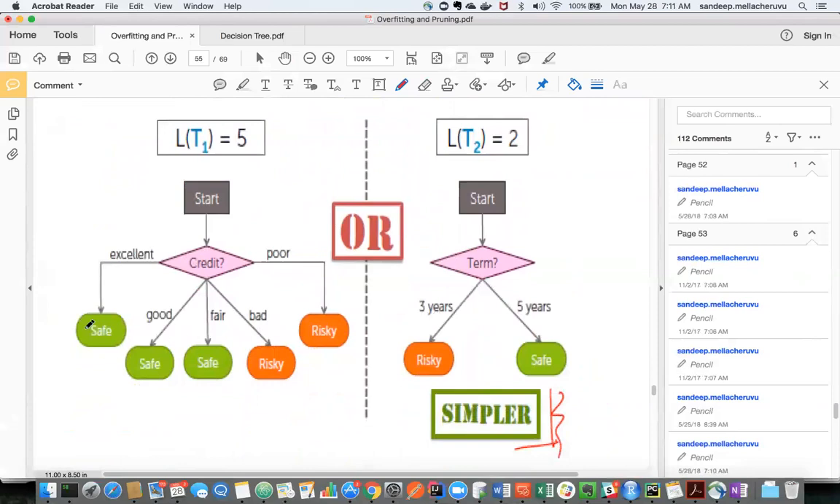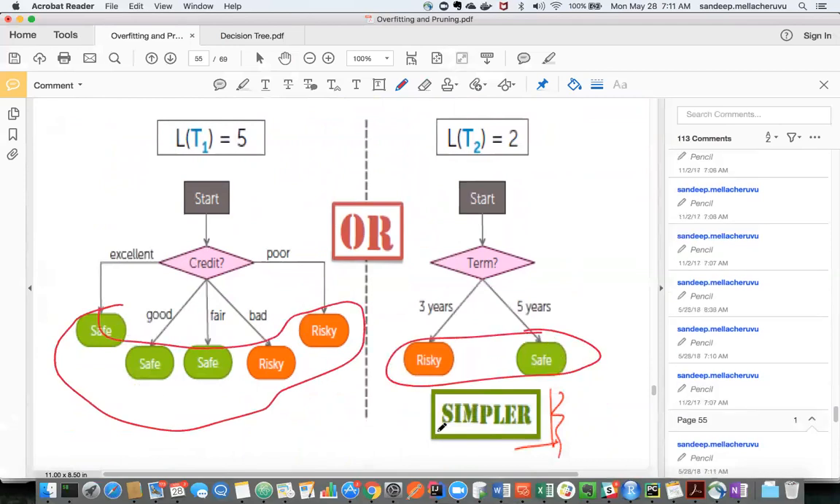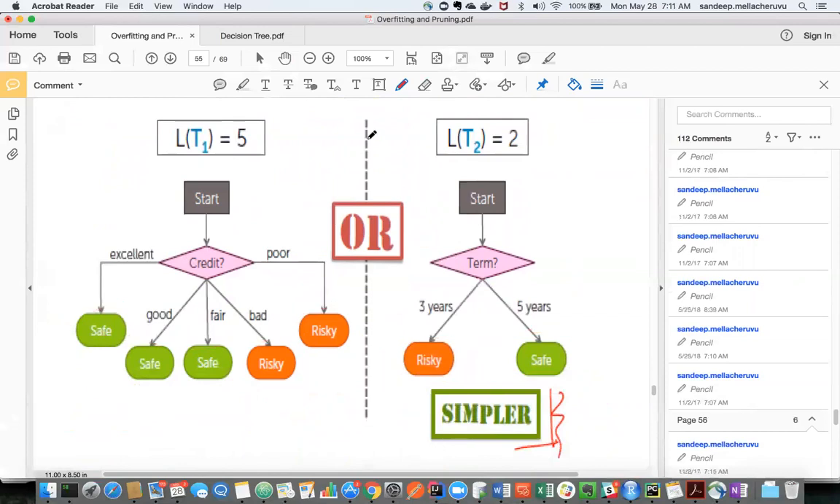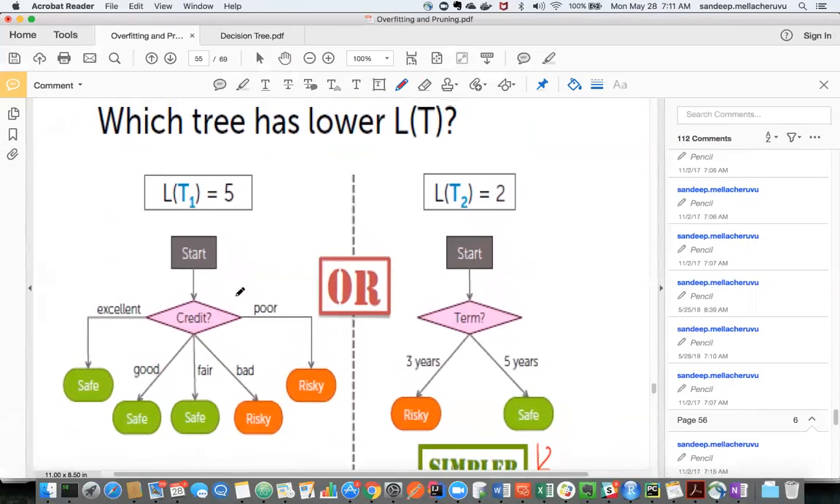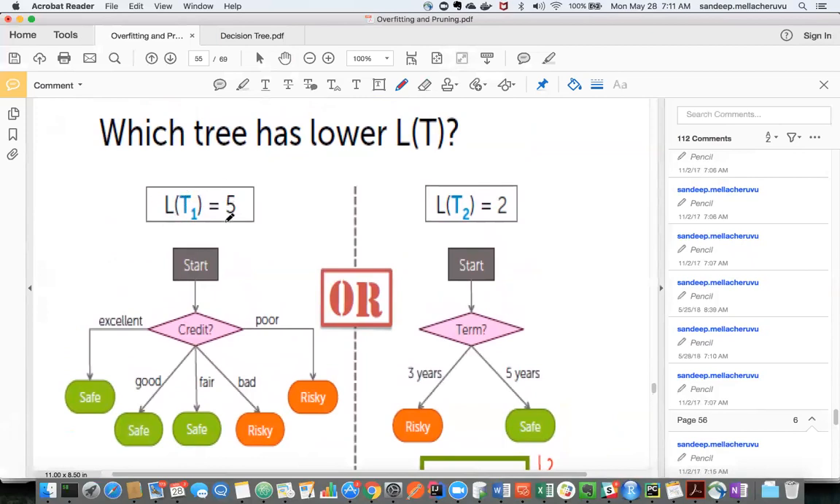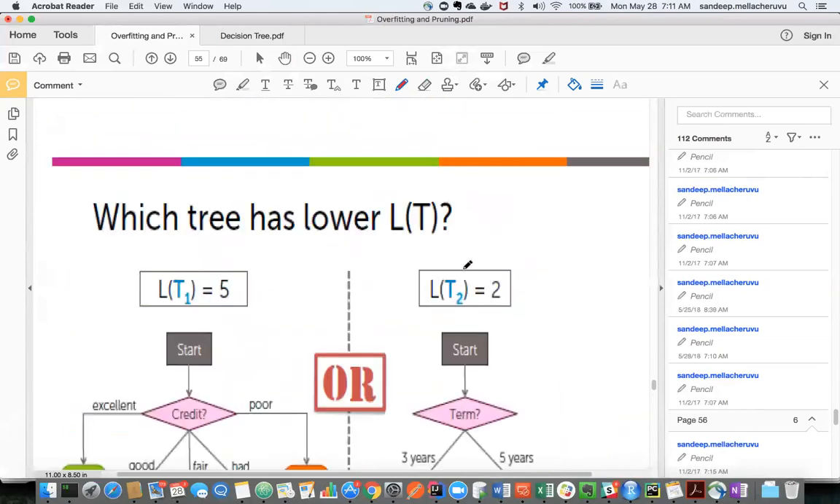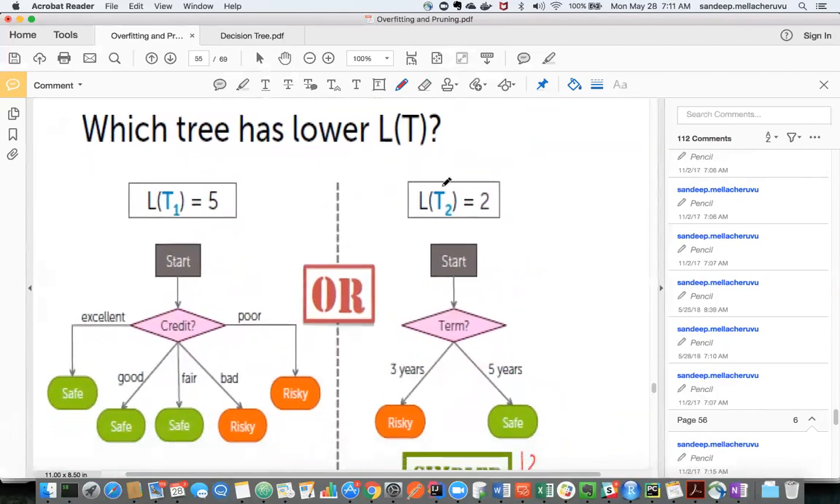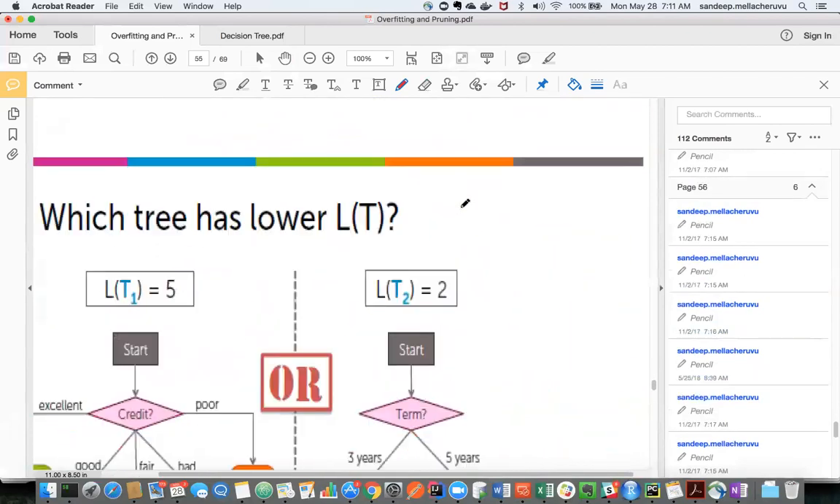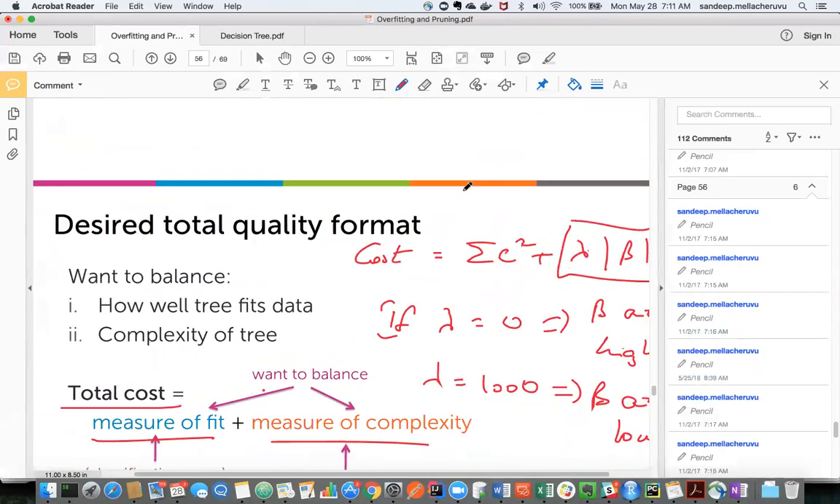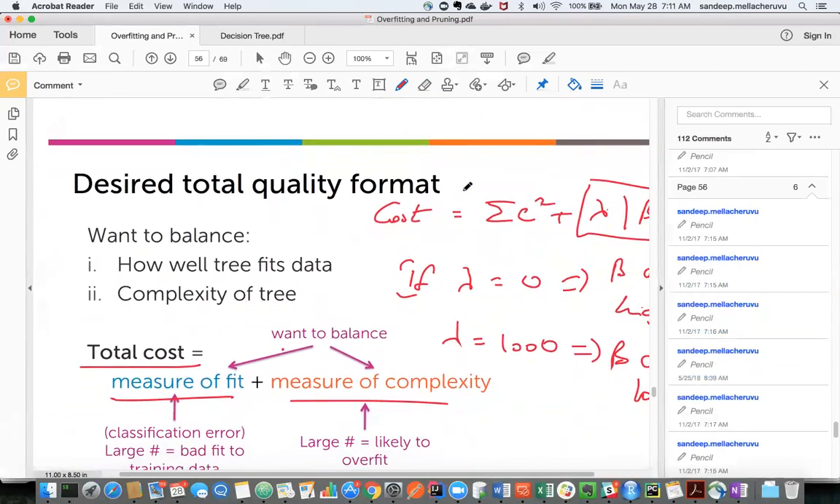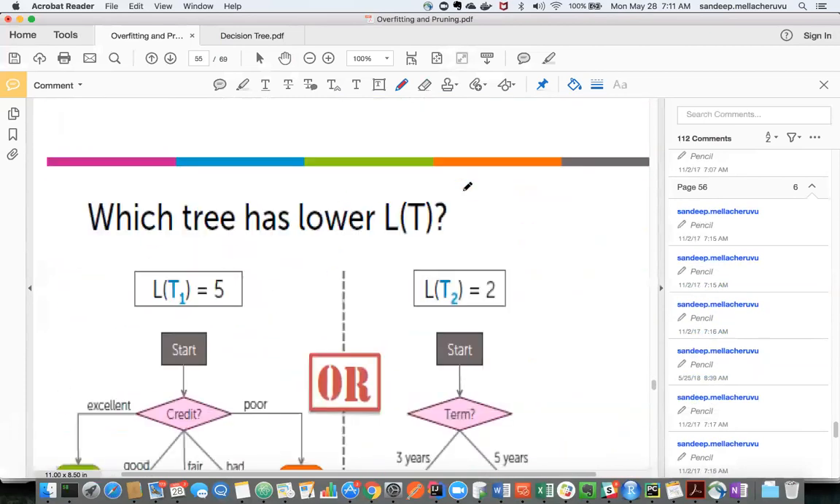Now in this case, how many leaf nodes are there? 5. These are all leaf nodes. And in this case, only 2 leaf nodes. So leaf nodes are denoted by L of T. So L of T1 is 5. In this case, it is 5 leaf nodes. L of T2 is 2 nodes. So whichever is having lesser L of T, you call it as a simpler tree. So this is having lesser leaves. So you call the right side one as having a simpler tree.